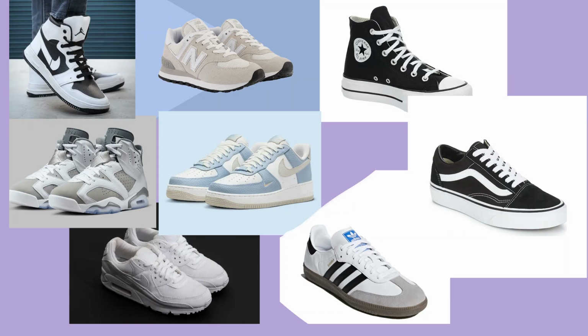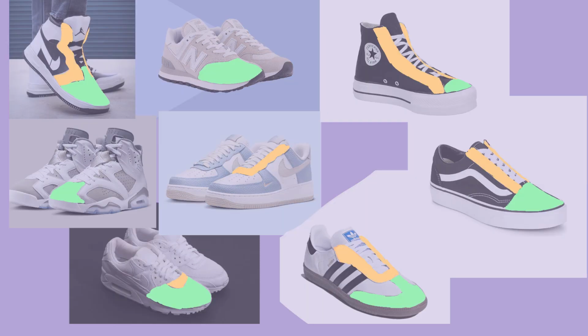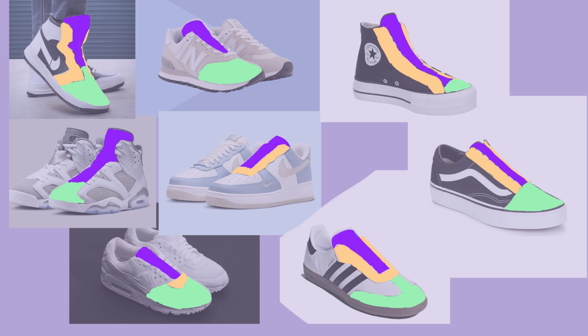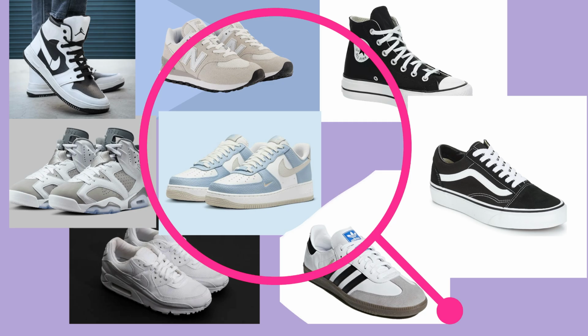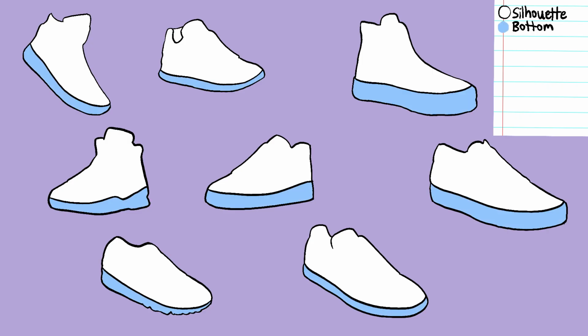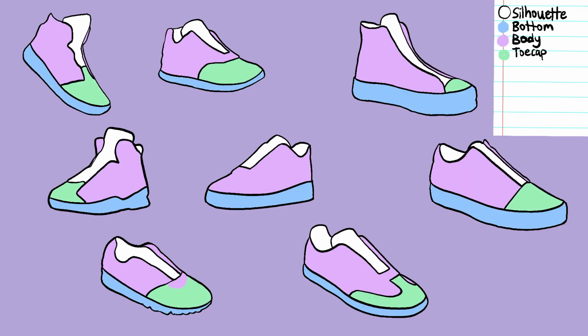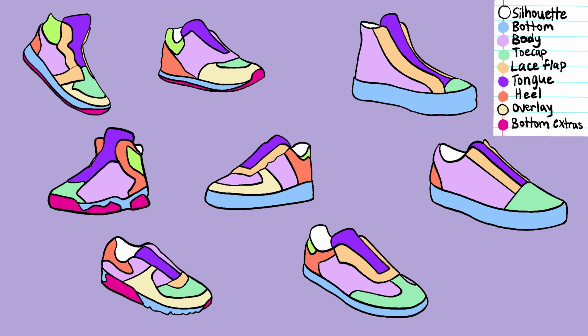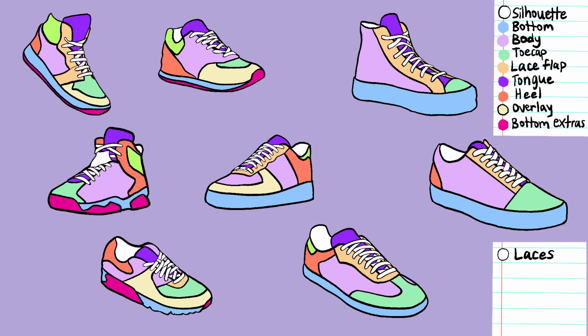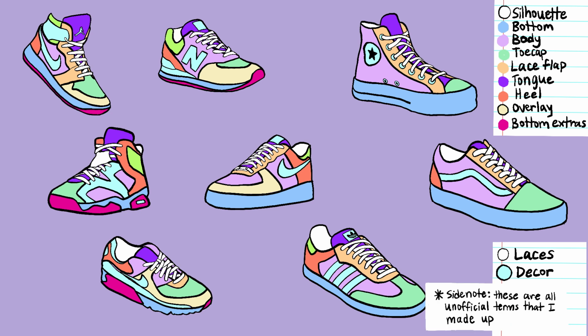Here I have a selection of shoes for reference, and from them, let's look for common features that they all have to determine what components make up a sneaker. From this selection, we can see that sneakers are made up of the silhouette, the bottom, the body, the toe cap, the lace flap, the tongue, the heel, the overlay, the bottom extras, the laces, and the decor. When drawing more complex sneakers, it helps to include most or all of these components.